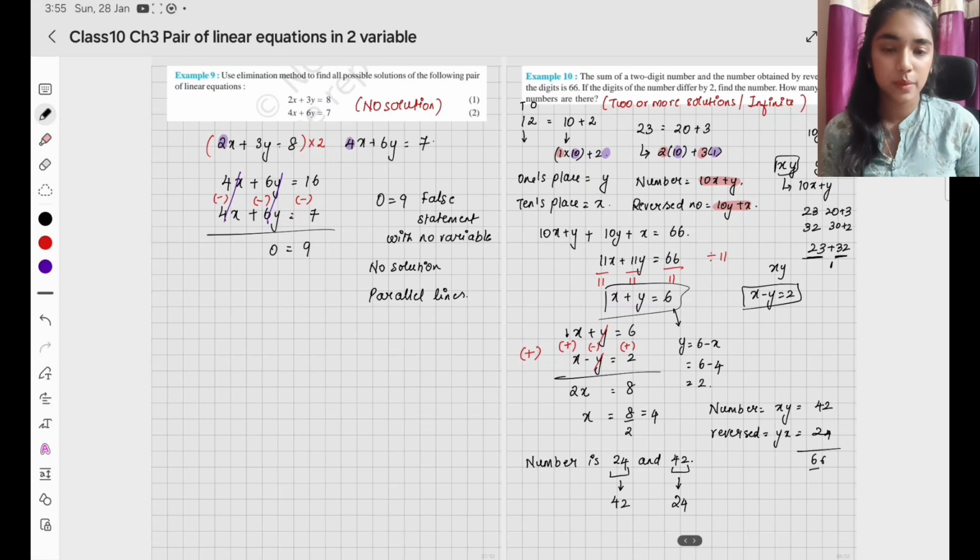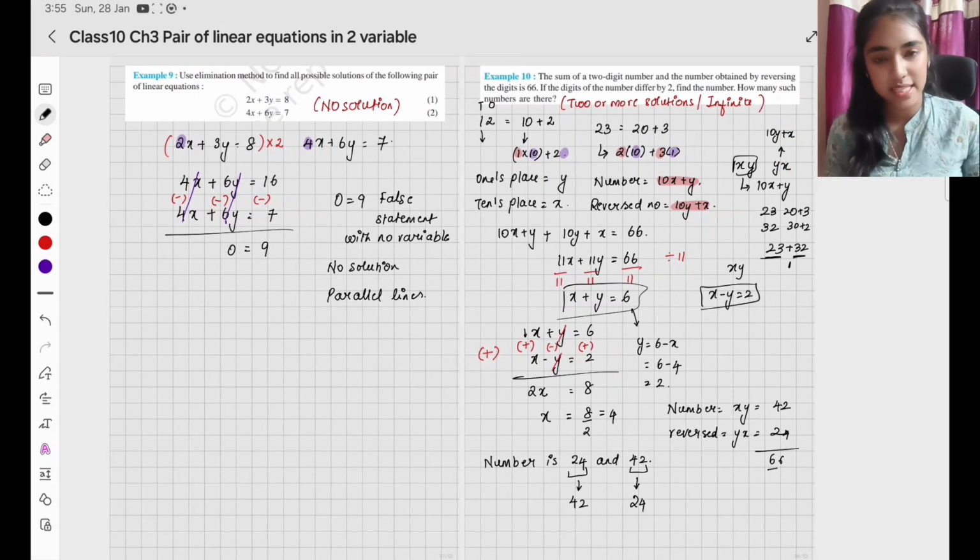Okay, simple. So with this we are done with the example questions. Let's move on to exercise. இதை இன்னொரு வாட்டி சால்வ் பண்ணி பாருங்க. இதை சால்வ் பண்ணிட்டாலே exercise ஈஸியா இருக்கும். Okay.